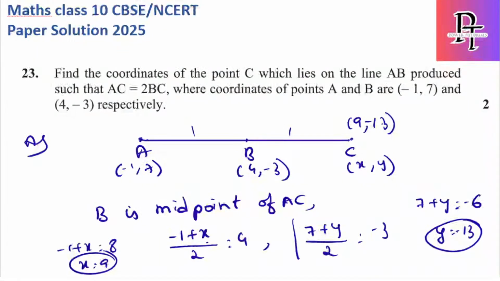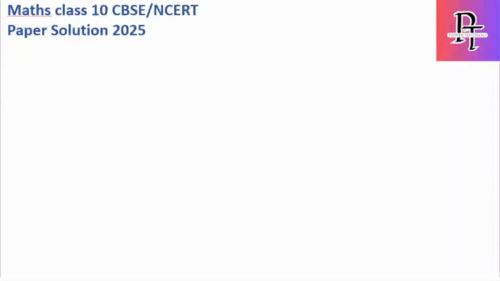So always remember, if they say one distance is twice the other, then simply the second point is nothing but the midpoint of those points. Okay, let's move to the next one.